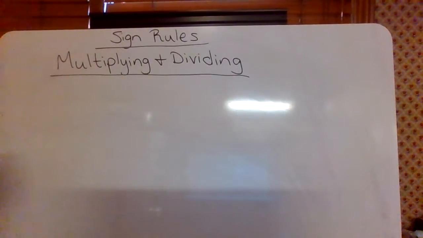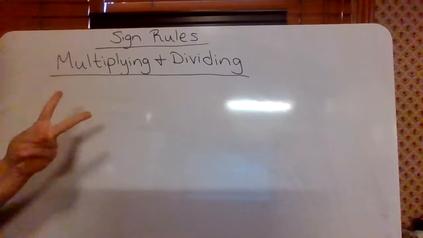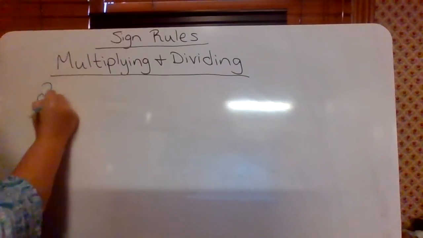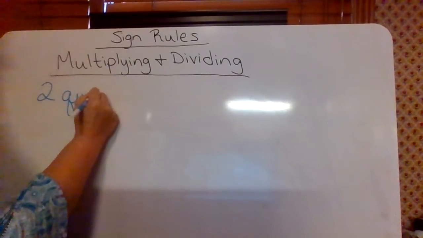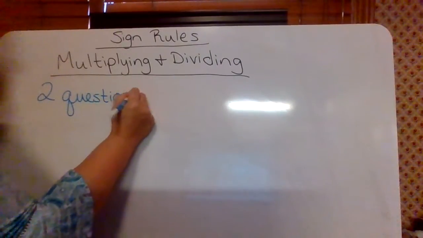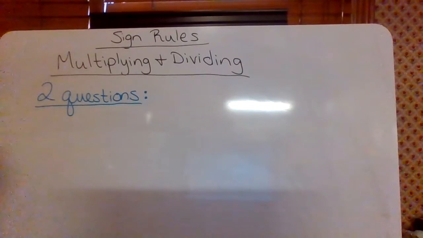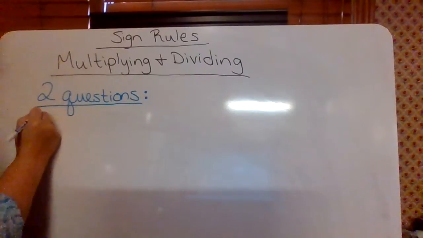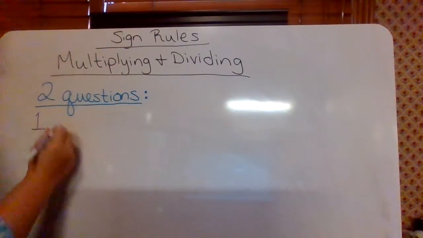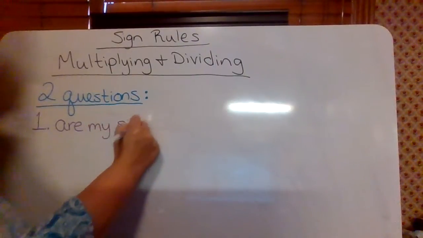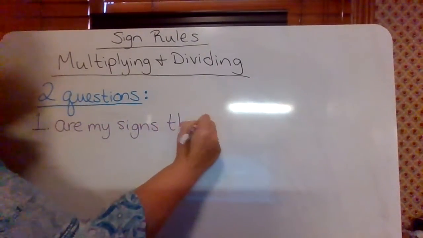Now, when you're multiplying and dividing, you only have two questions. Just two. Last time we had three. This time we only have two. There are two questions that I want you to ask yourself. So two questions. Question one: are my signs the same?